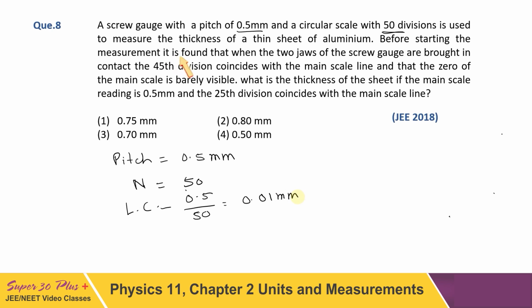Now before starting, it is found that when the two jaws of the screw gauge are brought in contact when no object is placed, it is showing the zero error. First write the value of zero error. What is the error?